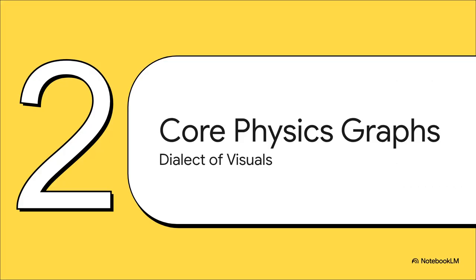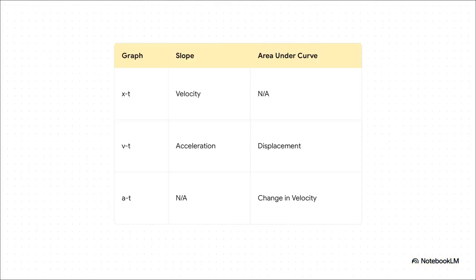Moving on to Section 2, the core physics graphs, the dialect of visualization. If you ever get lost in kinematics, think of this as your ultimate graphing cheat sheet. We're looking at 3 main graph types: position time, velocity time, and acceleration time. Now, in the language of graphs, the slope is our derivative. It tells us the rate of change. On the flip side, the area under the curve is our integral. It tells us what has physically accumulated.